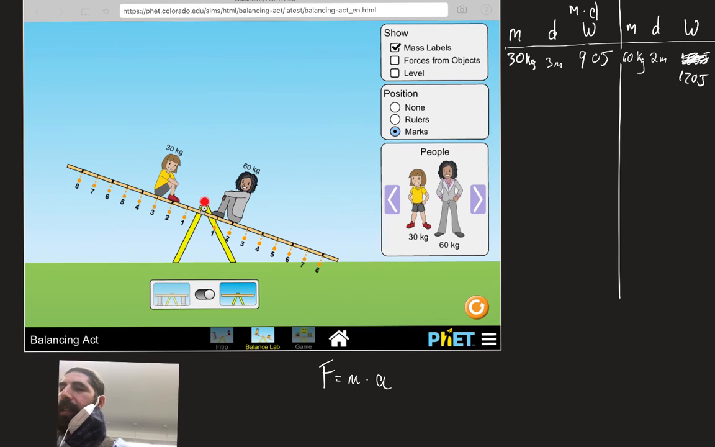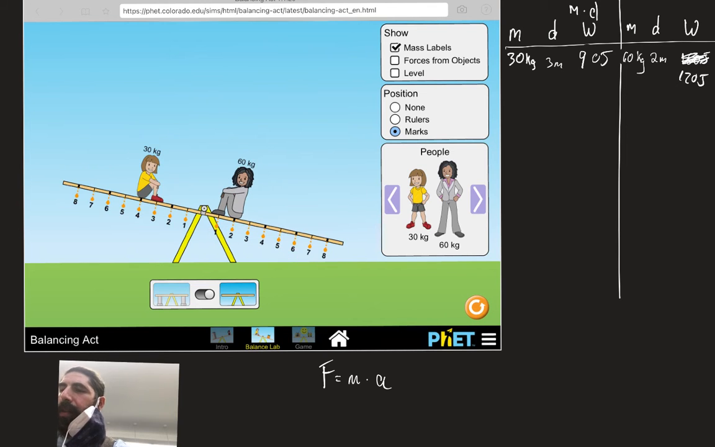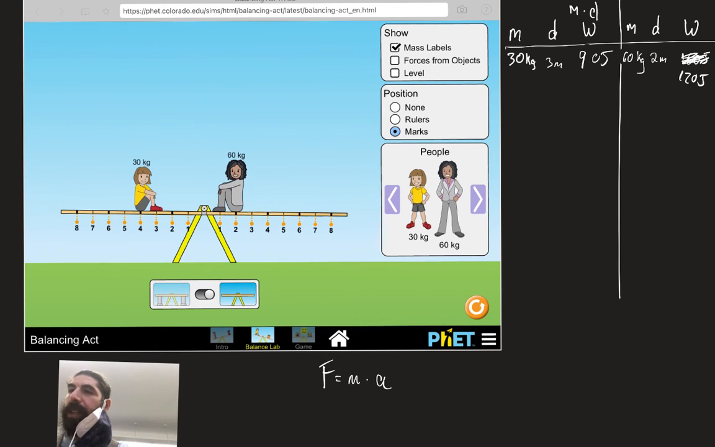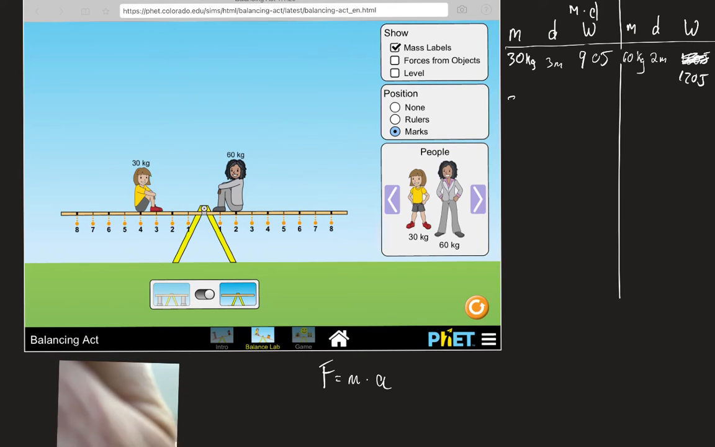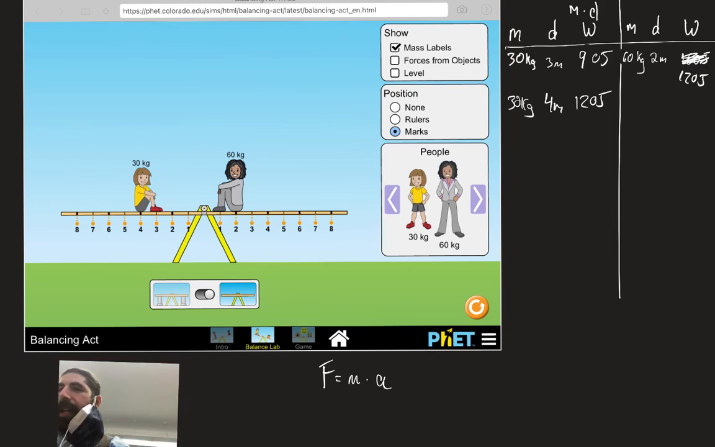And the seesaw is not balanced. In fact, the side with more joules of work is pushing down. Let's try a different setup. Let's try moving her back a little bit. Look at that. Now, 30 kilograms times 4 meters gives me 120 joules, and that is the same as over here. See, this work and this work are equal. I wonder if that's true in other cases, that when the work is equal, the seesaw balances.